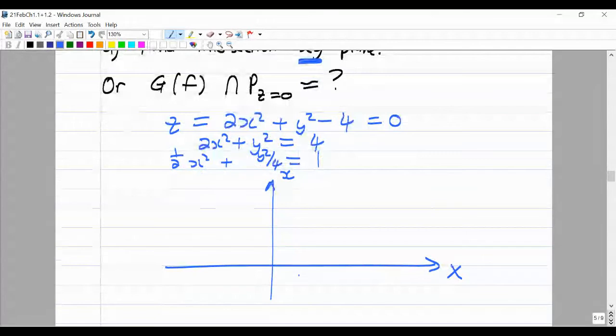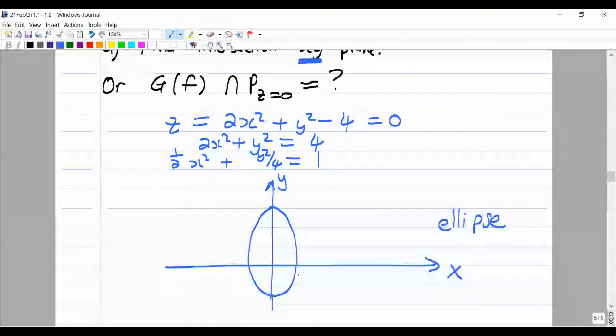That's the y-axis. Where does it cut the y-axis? Who can tell me where it cuts the y-axis? Maybe add the word ellipse. If you're not good at drawing things, just add the word ellipse. Yep, it's easy to see. It cuts it at 2, minus 2, and it cuts the x-axis at root 2 and minus root 2.